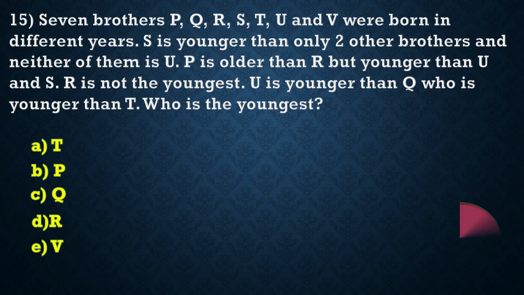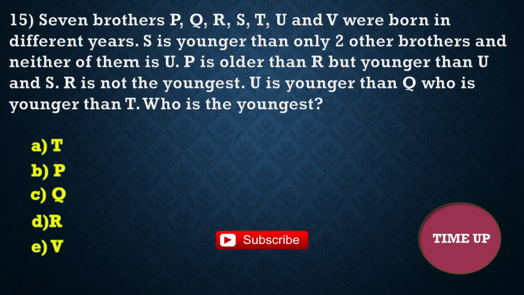7 brothers P, Q, R, S, T, U and V were born in different years. S is younger than only 2 other brothers and neither of them is U. They have put a googly in the first line. Time up. Let us solve this question.